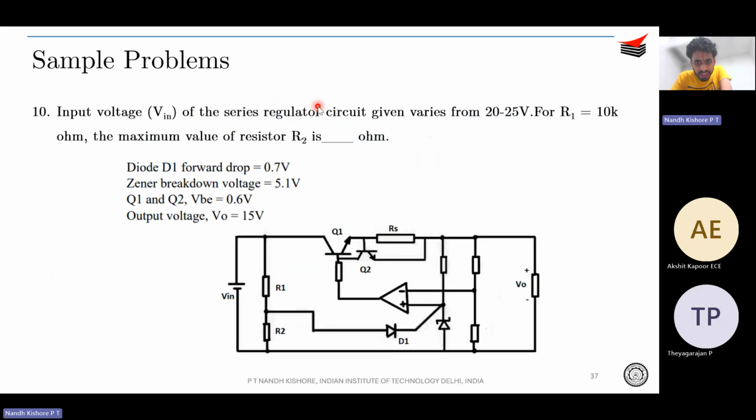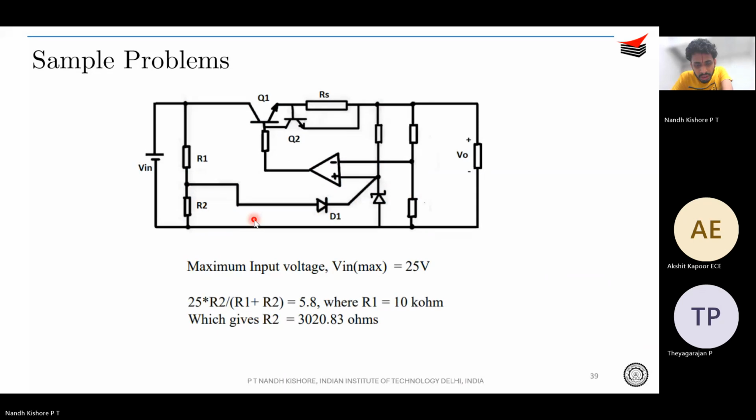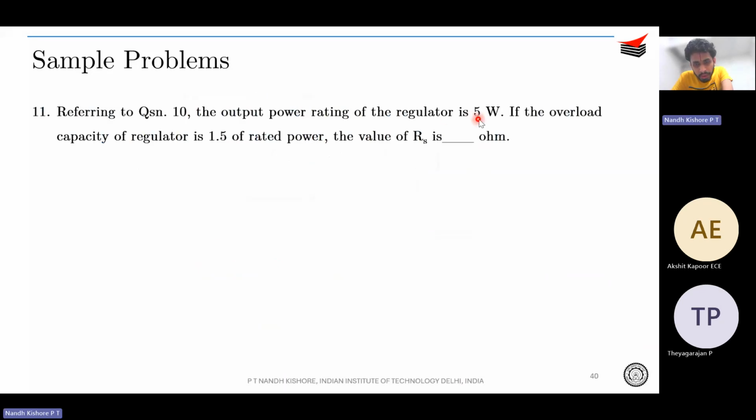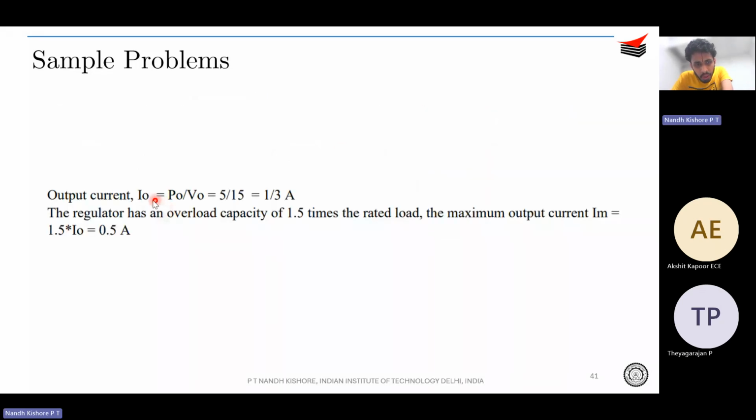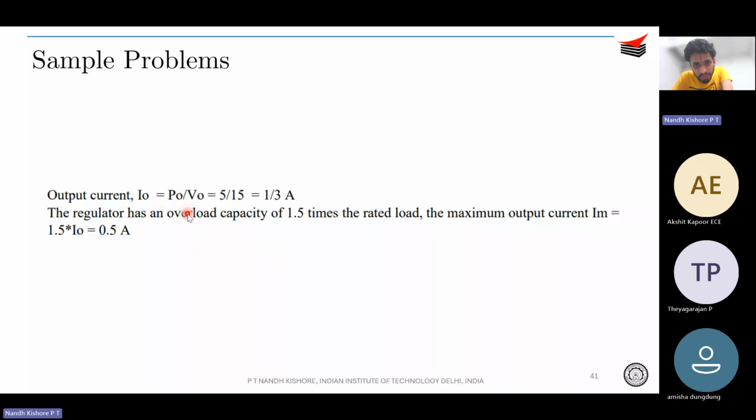So the output power is 5 watts. You saw from the question that output voltage is 15 volt, right? So what is your output power? Output power will be 15 into I naught, correct? So output power is 5 watts. Therefore, your output current will be P naught by V naught, which is 5 by 15. 5 watts divided by V naught, 15. So 1 by 3 amperes.